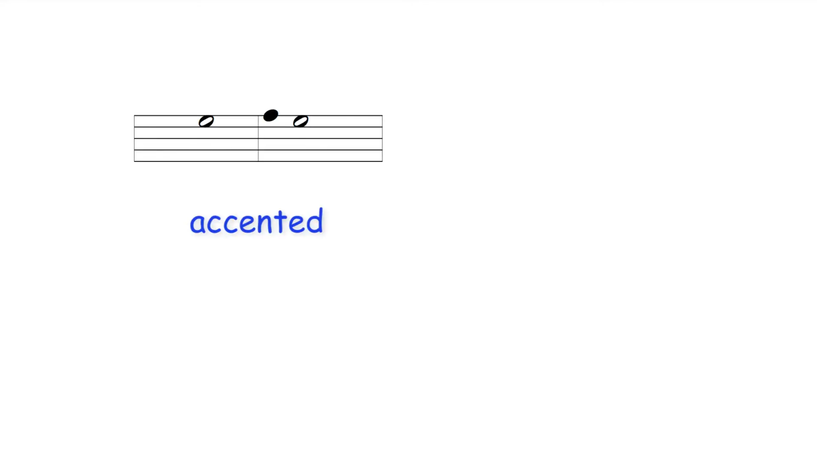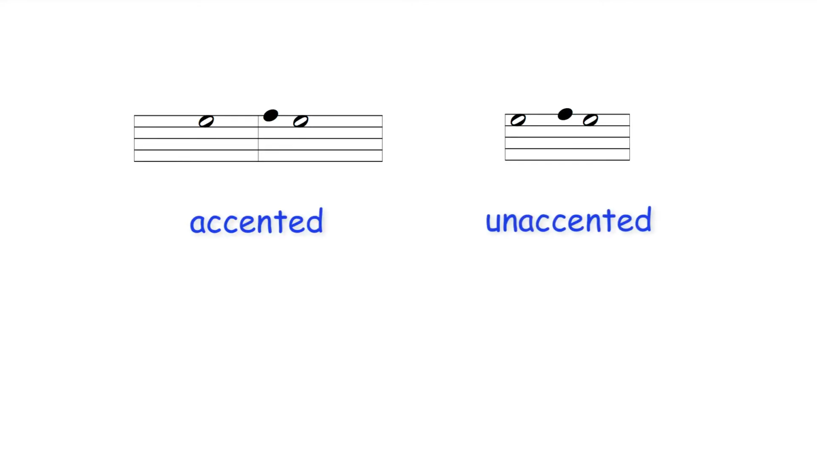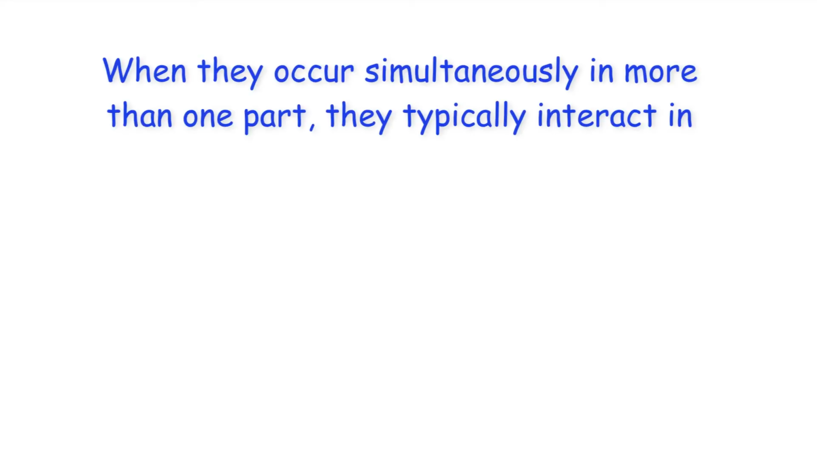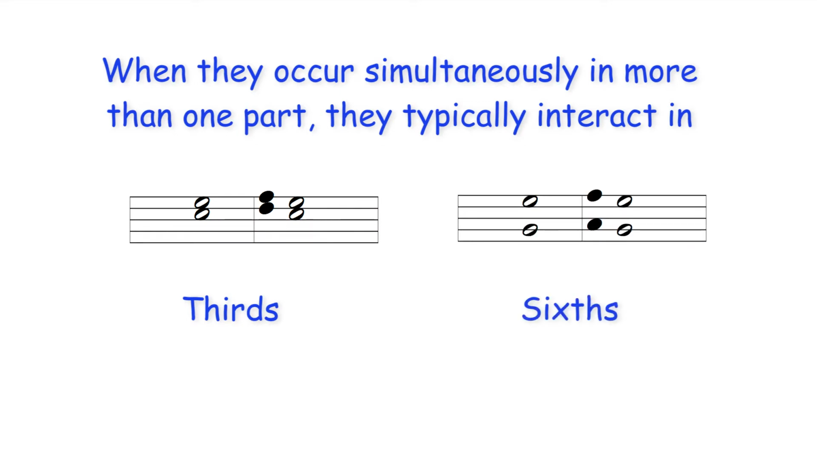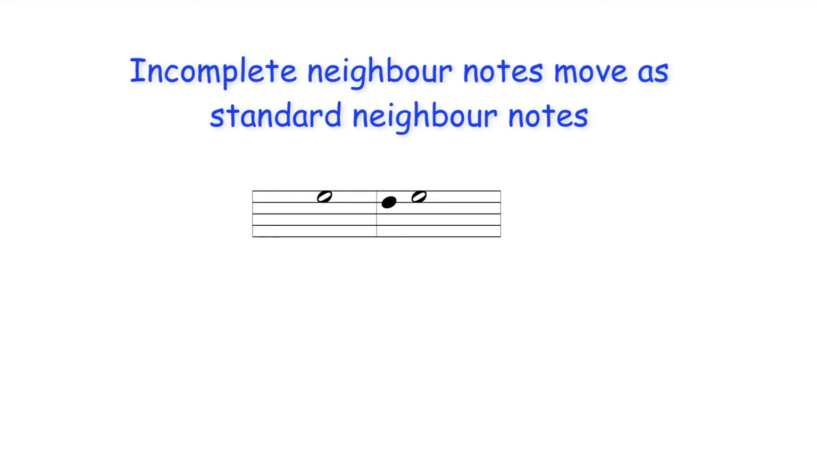Neighbour notes may be accented or unaccented. When they occur simultaneously in more than one part, they typically interact in thirds or sixths. Incomplete neighbour notes move as standard neighbour notes, however one of the harmony notes is omitted.